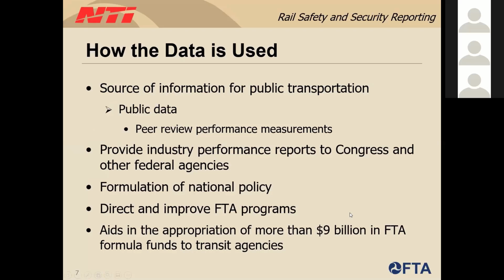The data reported to NTD is used in a variety of ways to include publicly available data products, which are published monthly, which can be used for peer review, for example, industry performance reports to Congress and other federal agencies or departments, and the formulation of national policy. The data is also used to direct, support, or improve other FTA program initiatives and is used to factor federal funding allocations.